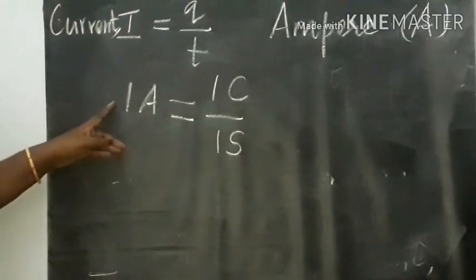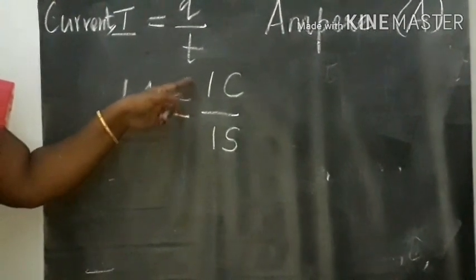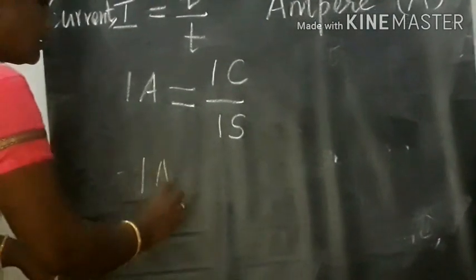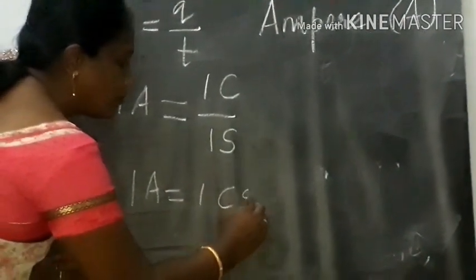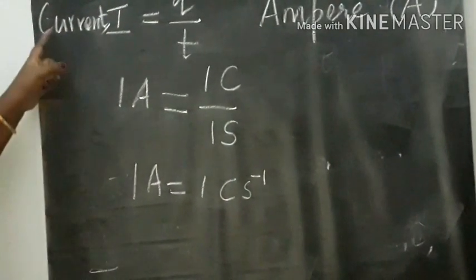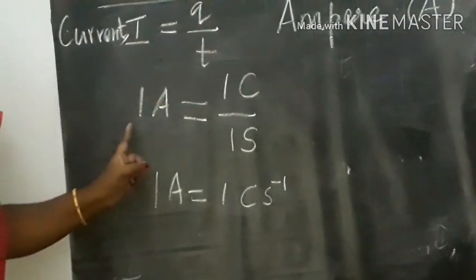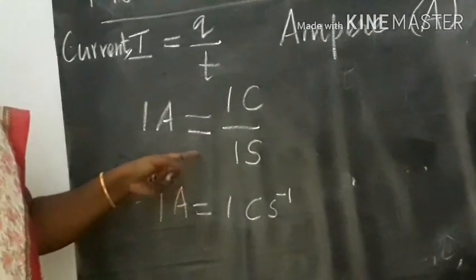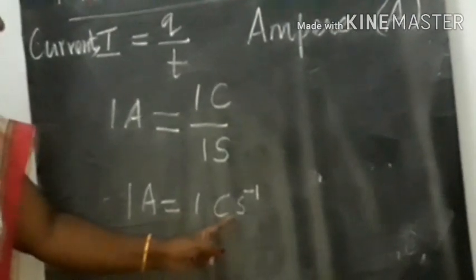So how will you define 1 ampere? 1 ampere is the 1 coulomb of charge that is passing through a cross section of area in a circuit in 1 second. So 1 ampere is equal to 1 coulomb per second, C s power minus 1. So what is the unit of current? The unit of current is ampere. So how will you define 1 ampere? 1 ampere is the 1 coulomb of charge that is passing across a cross section of area in a wire in 1 second. So 1 ampere is equal to 1 coulomb per second.